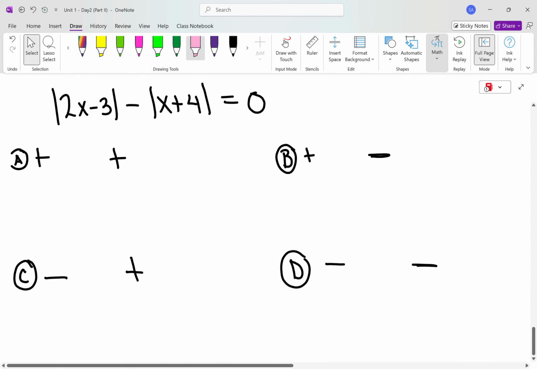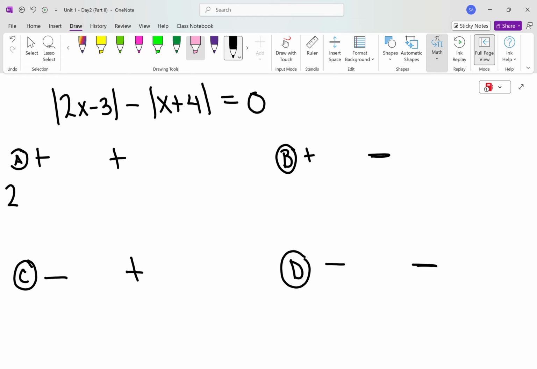All right, so now what are we going to do with this? We're going to see all the different scenarios out and see what holds true. But because this is an absolute value equation, we need to check our solutions to make sure that they work out. So the first scenario is I'm going to take the quantities inside of these and they're both going to be positive, which means I pull them out exactly as they are. So we're going to say 2x minus 3 minus, in parentheses, x plus 4 equals 0.